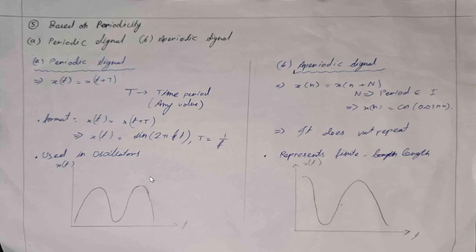Here we can see the graph. It is used in oscillators. Now we will talk about aperiodic signals. Here x of n is equal to x of n plus N. N here is the period, which is an integer. Now x of n is equal to cos 0.01 pi n. It does not repeat, as we can't get an integer period. It represents finite length. Here we can see the graph.